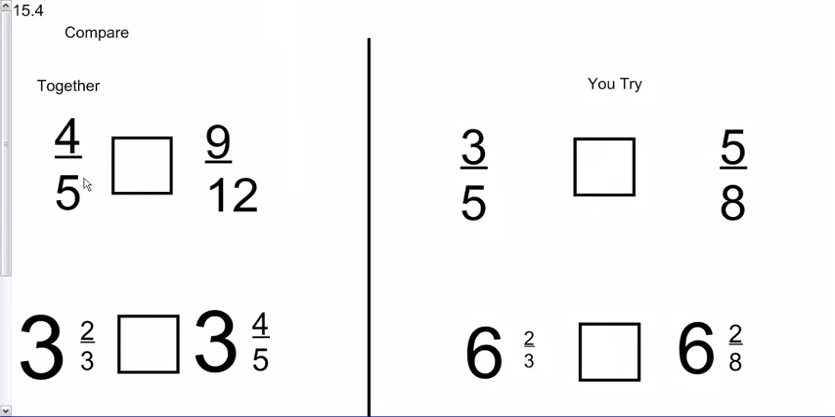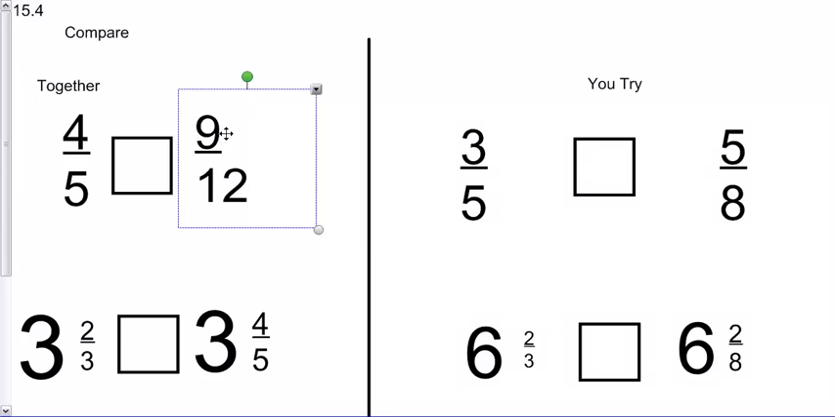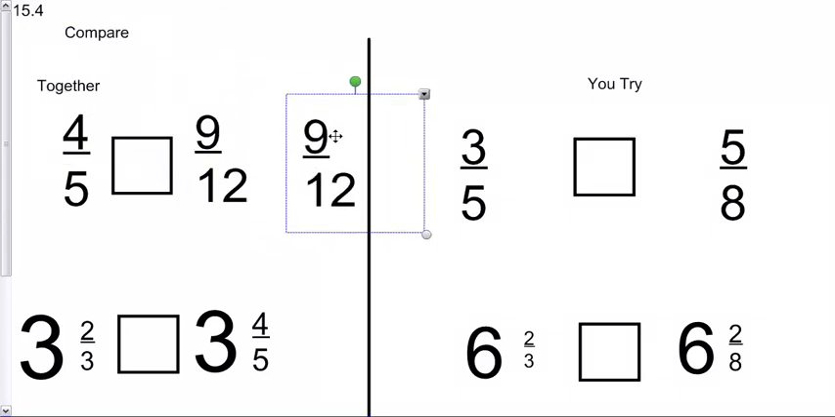So let's see what we have here. First and foremost, find my LCD. Count by 12s, count by 5s. What's the smallest number they have in common? If you said 60, you would be correct. So I know that I need to write a fraction with 60 as my denominator.